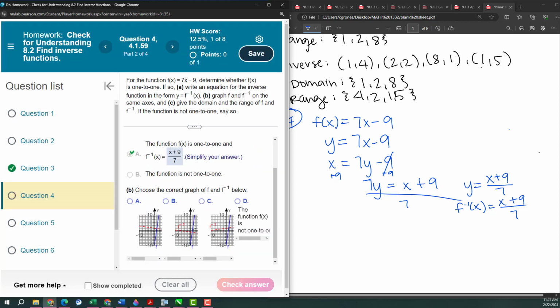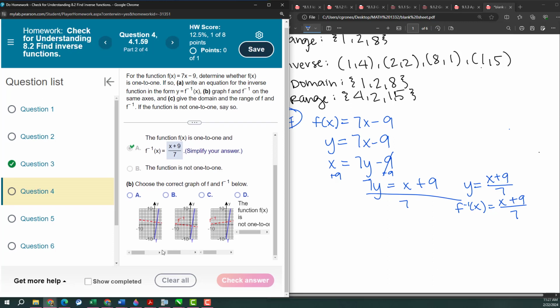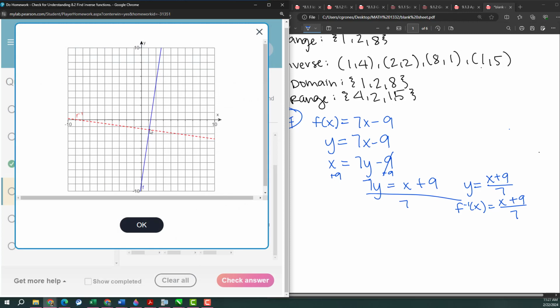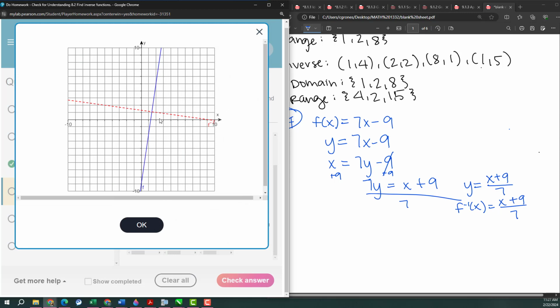All right, so we have a graph, and we know that it is over here, so it has to be A or C. It's not D because this is saying the function is not 1 to 1. It's not B because this graph is down here in our 4th quadrant, and we need the intersection to be in the 1st quadrant. So let me look at A and see what we're looking with here.